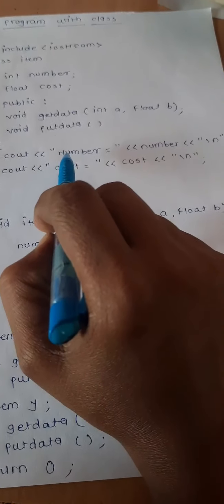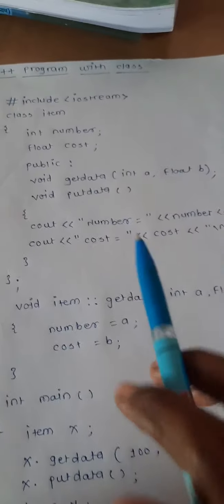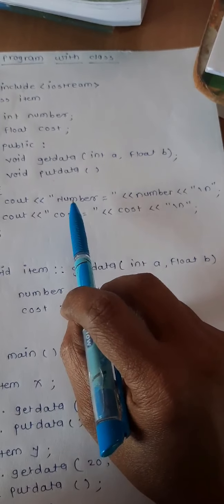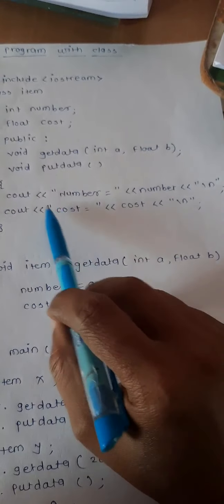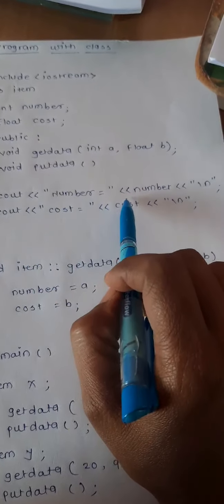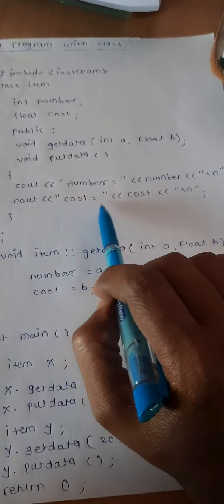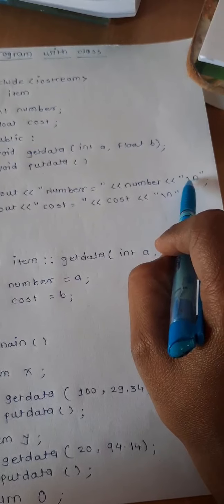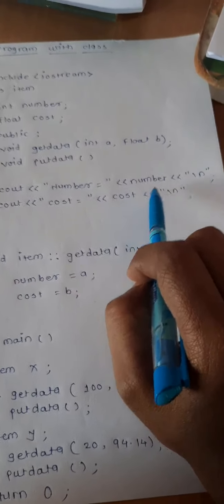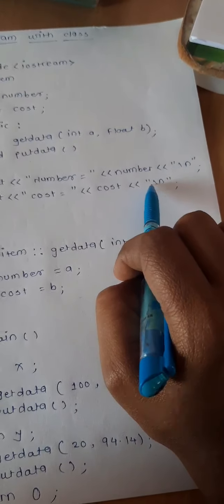So this is the definition, and as we know, the putdata function is the display function. It is used to display the values of these two variables, that is number and cost. So we write here cout << number = and here we take the number variable. In the same way cout << cost = and here we take the cost variable. In both lines we want the output on a separate line. Due to this we use here a backslash character constant, that is \n.